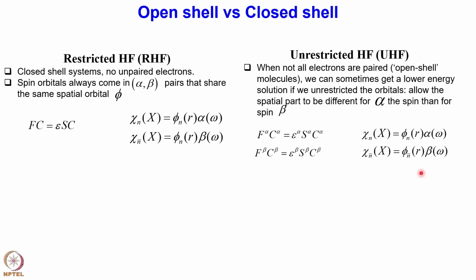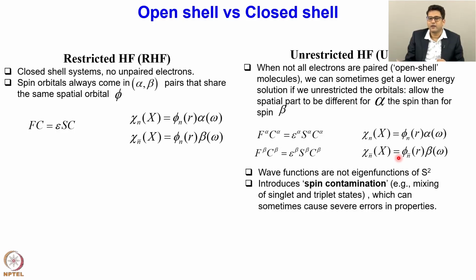Similarly, for the total spin wave function, if I look at it, the spin orbital chi, which comes from the alpha orbital, has a different spatial part than the spin orbital for the beta wave function. Remember, the single bar always denotes the beta electrons, whereas the unbarred one denotes the alpha electron. That is the convention. Now, in unrestricted Hartree-Fock, because my spatial parts are not the same, the wave functions are not eigenfunctions of the S-square operator.